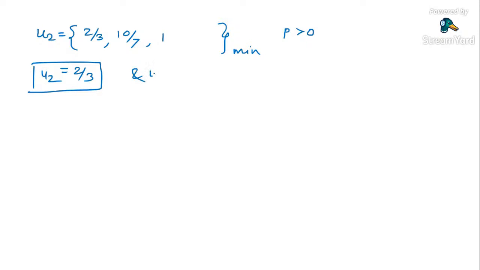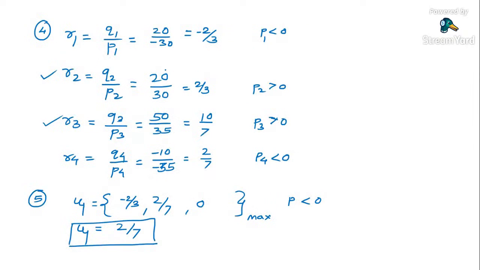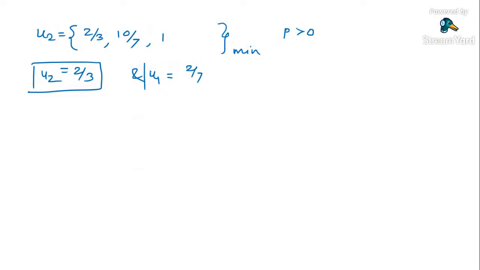Now what is U1? U1 we got 2 by 7. Now go to step number 6. So what is step number 6? Step number 6 is you have to compare whether U1 is greater than or less than U2.